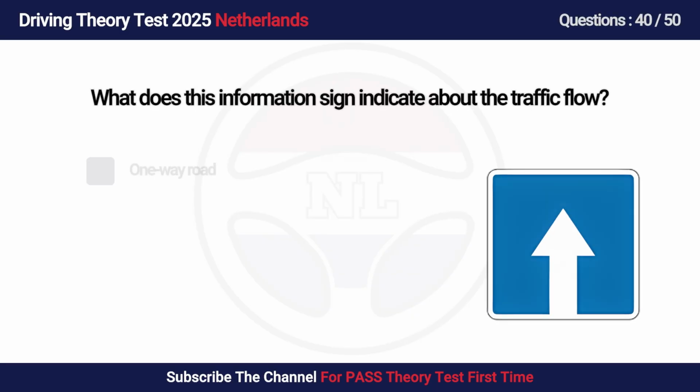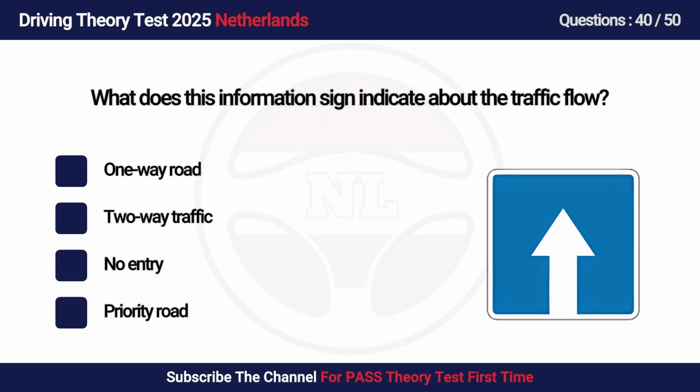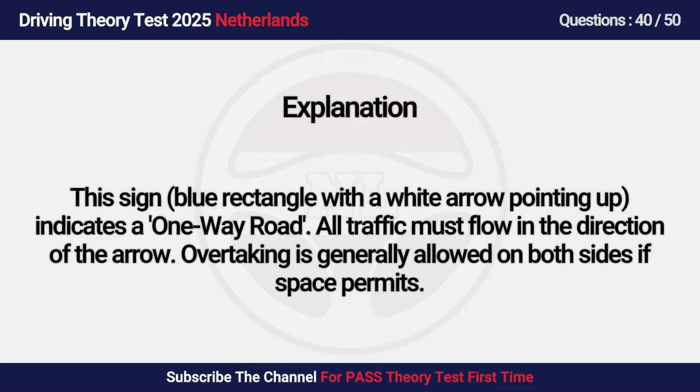Question 40. What does this information sign indicate about the traffic flow? A. One-way road. B. Two-way traffic. C. No entry. D. Priority road. Answer is A. One-way road. This sign, a blue rectangle with a white arrow pointing up, indicates a one-way road. All traffic must flow in the direction of the arrow. Overtaking is generally allowed on both sides if space permits.